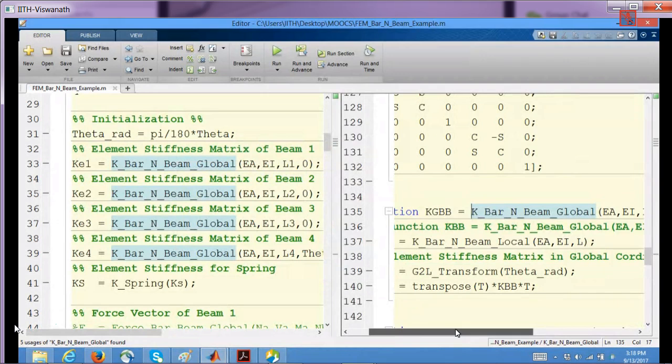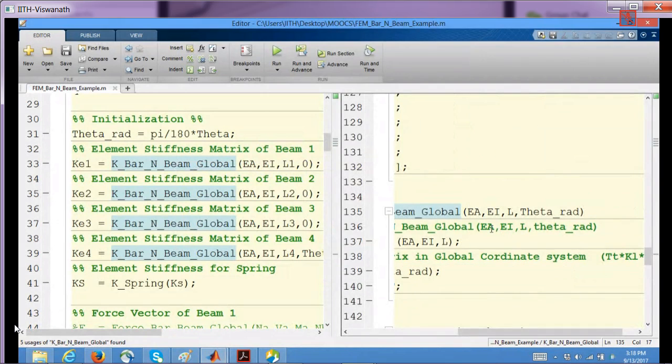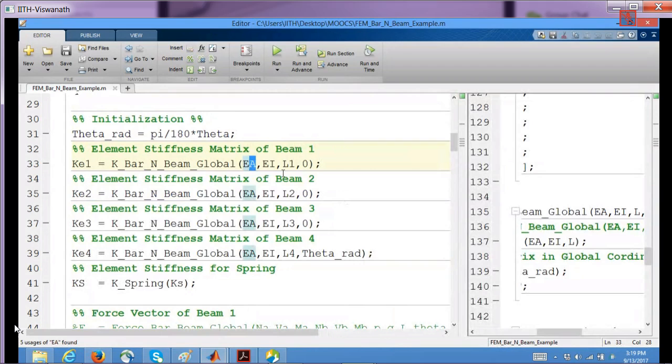In the function, you need to give axial rigidity, flexural rigidity, the length of the beam, and theta in radians, how the local is inclined with respect to the global coordinate system. So these are the things that have to be taken into consideration. For the first beam, the axial rigidity is EA, the flexural rigidity is EI, the length of the first beam is L1, and it is inclined at 0 degrees.